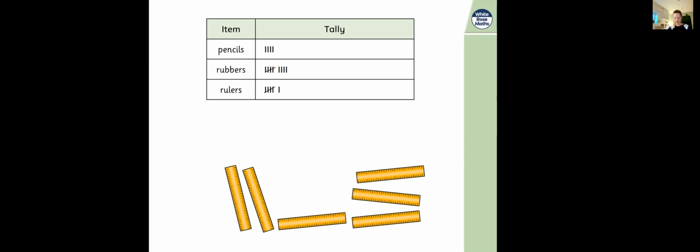How many rubbers are there in total? Well, I can see I've got a group of 5 already, so I'm going to hold 5 in my head, and then I'm going to count on that extra 4. 5, 6, 7, 8, 9. 9 rubbers in total has been recorded on that tally chart. So hopefully you drew 9 rubbers into your box.